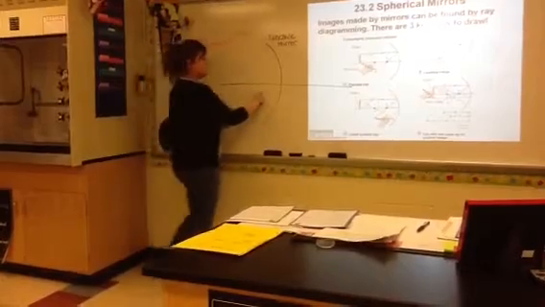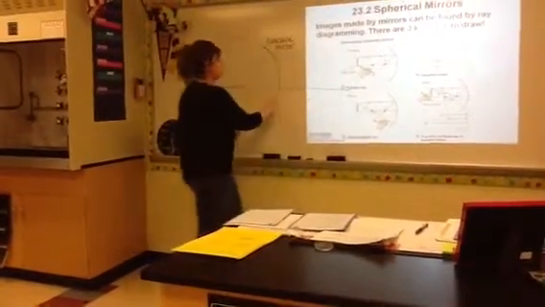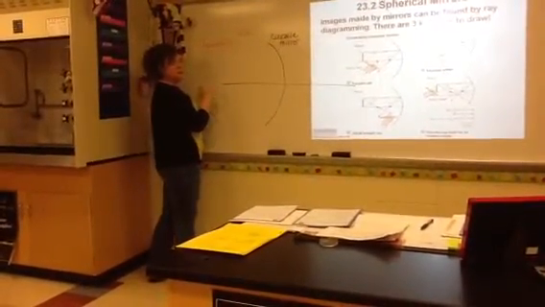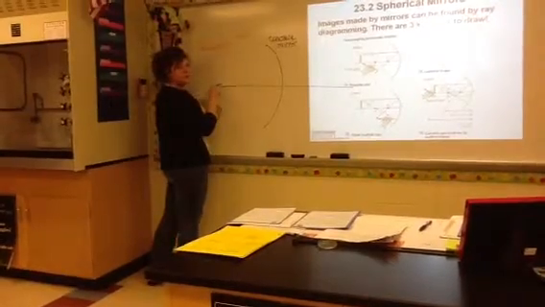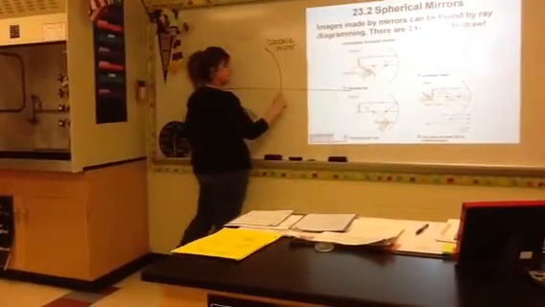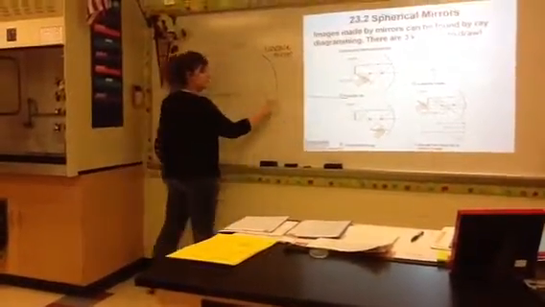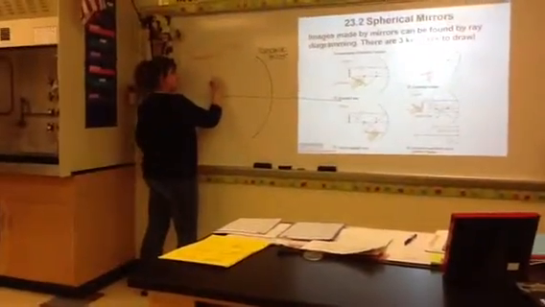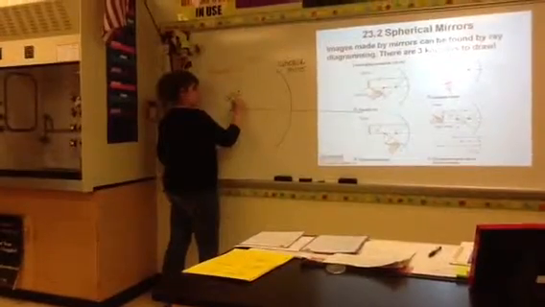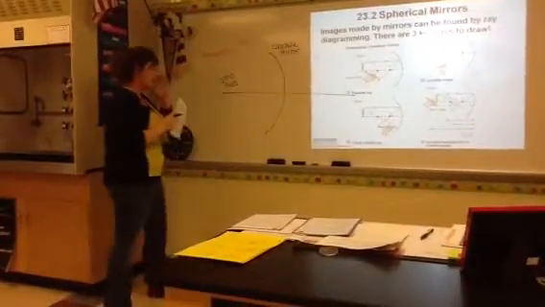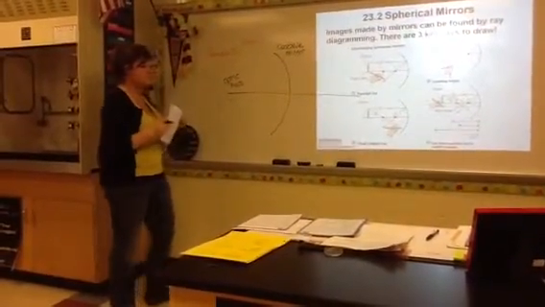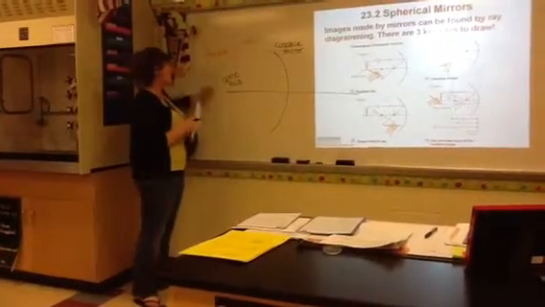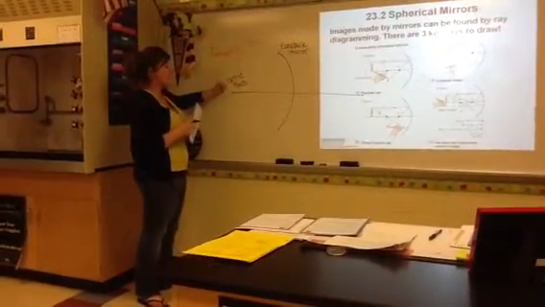I'm going to call this line, it has a certain name. Do you remember what it's called? Jonathan, what's this line called? The axis. Optic axis. C is the center of curvature. Okay, so there's my optic axis.